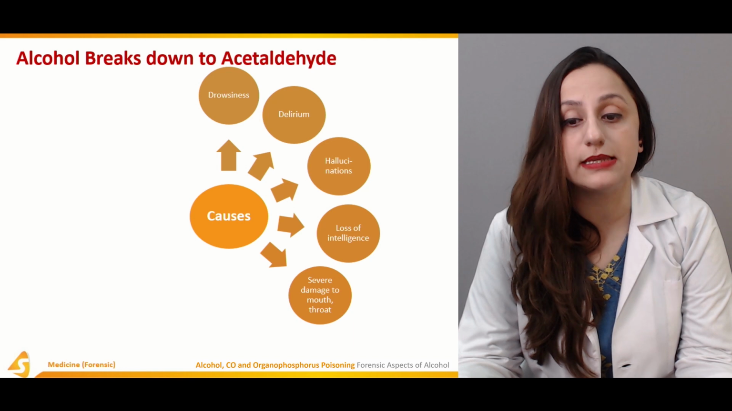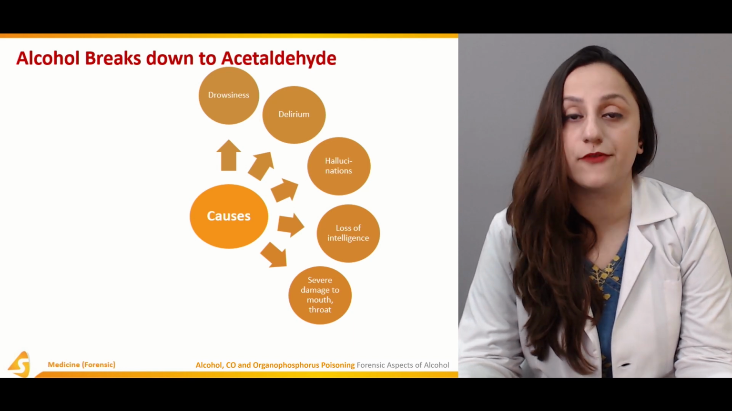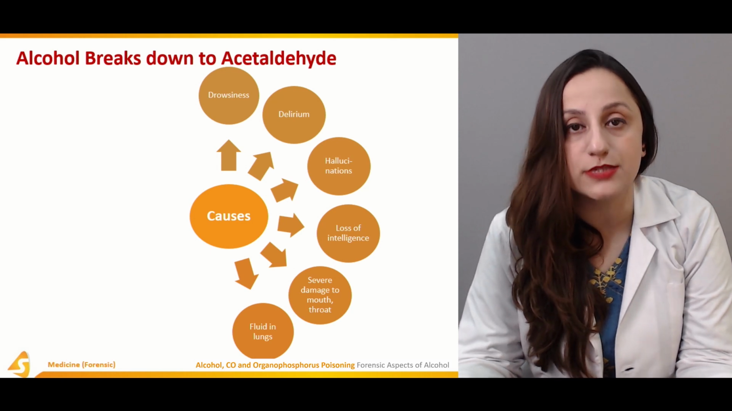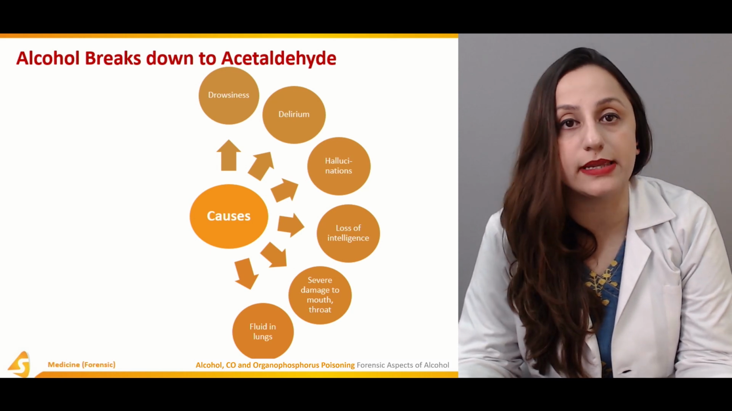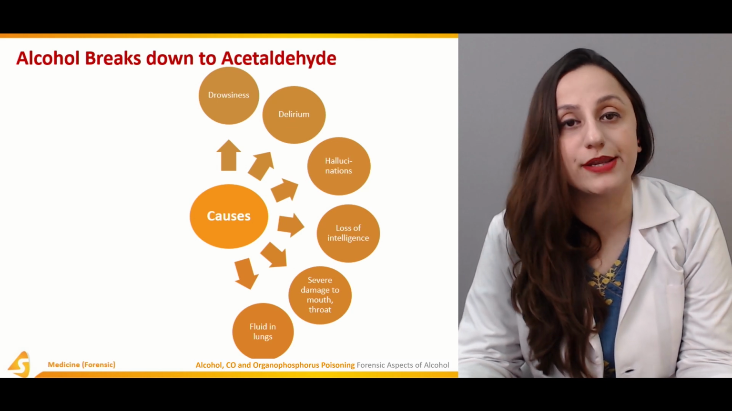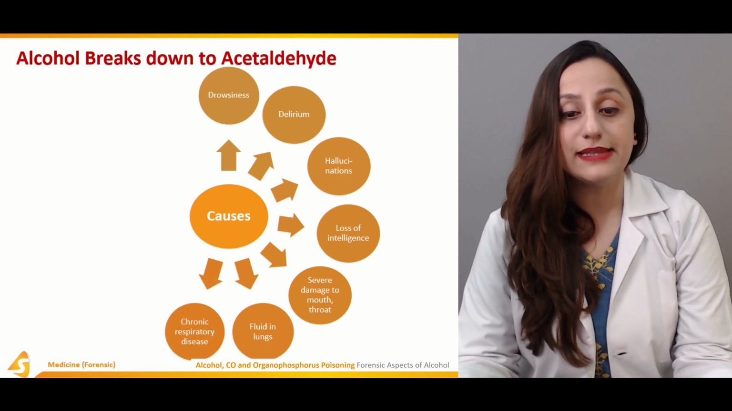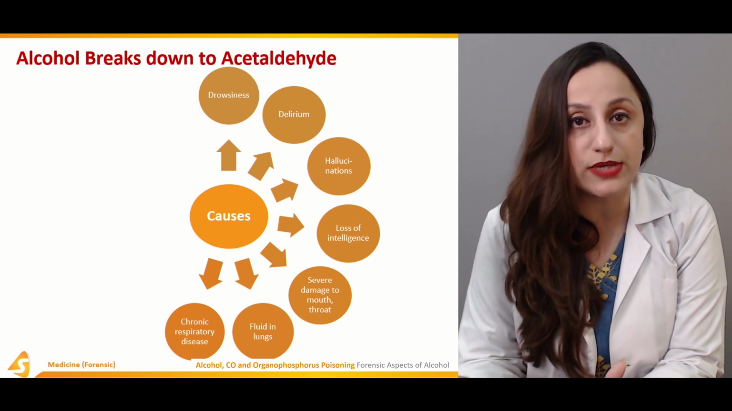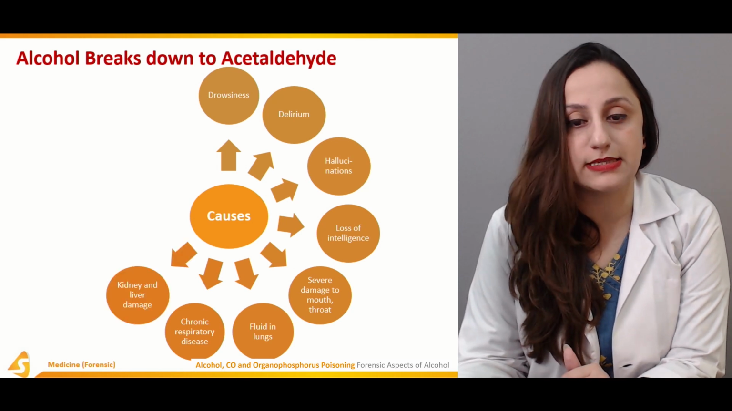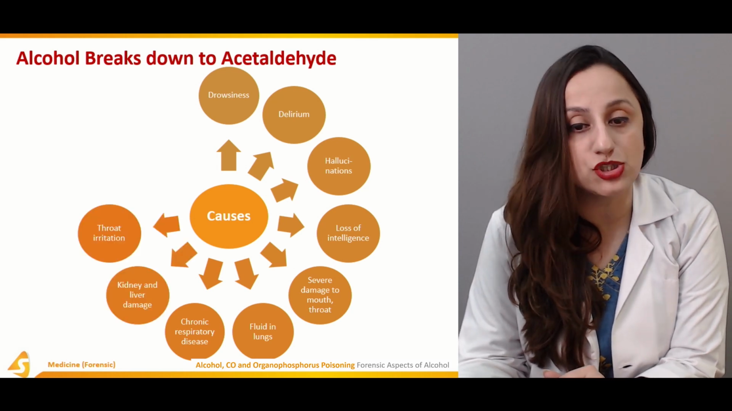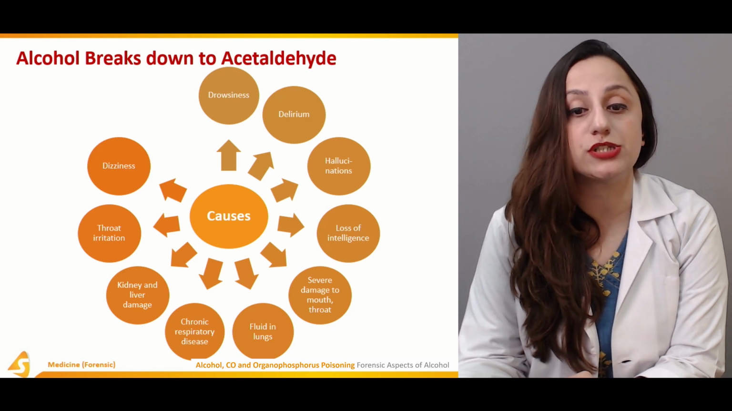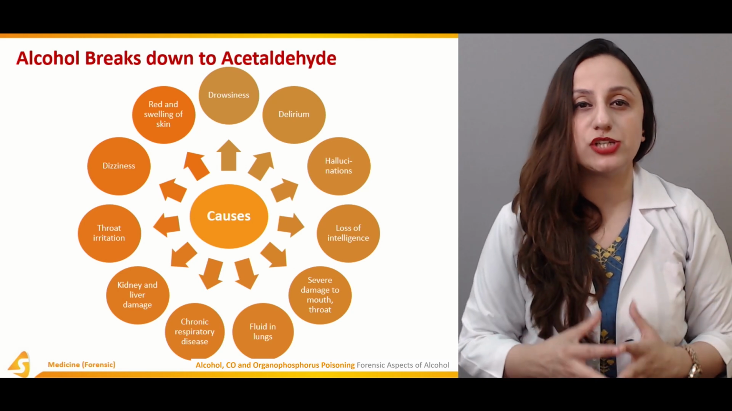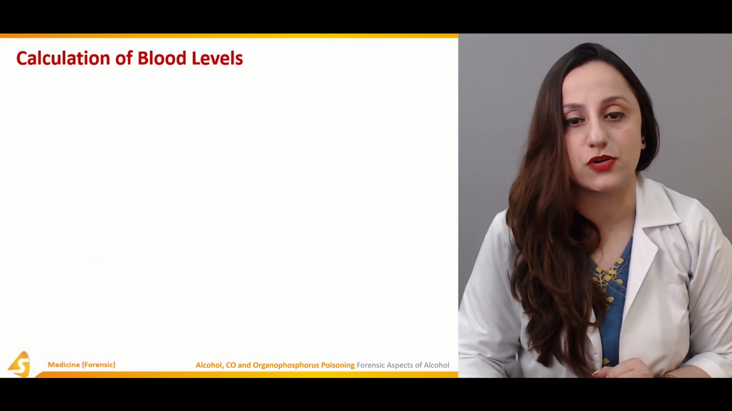Loss of intelligence, there is severe damage to the mouth and throat. As I've already told you, it can cause cancerous conditions. And the fluid in the lungs, that is pleural effusion, is also very common in patients with acute and chronic alcoholism. Then the chronic respiratory diseases, the chronic obstructive pulmonary diseases, all of these are observed in such patients, and kidney and liver damage. Throat irritation is again very important, and it can even cause dizziness in a lot of patients. There's a generalized redness or swelling of the skin observed.